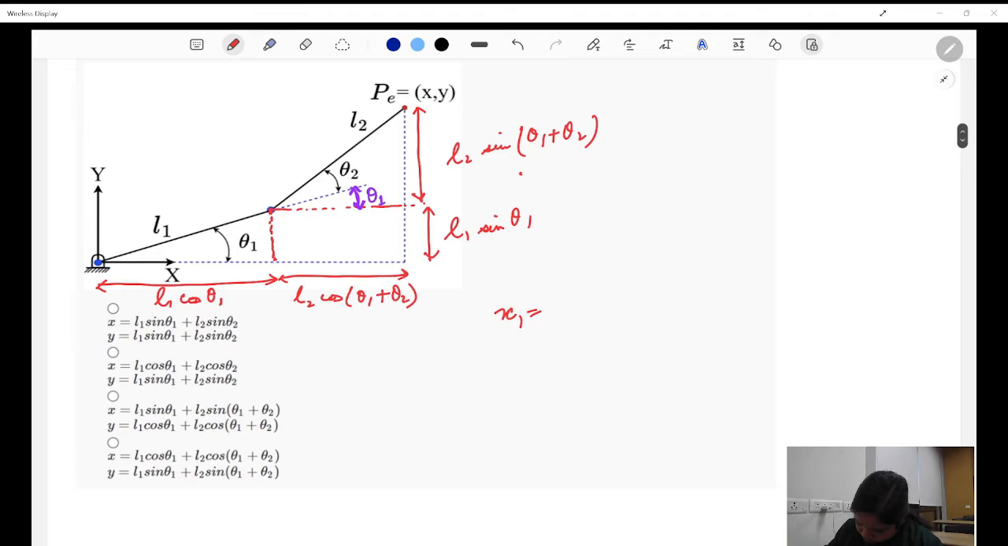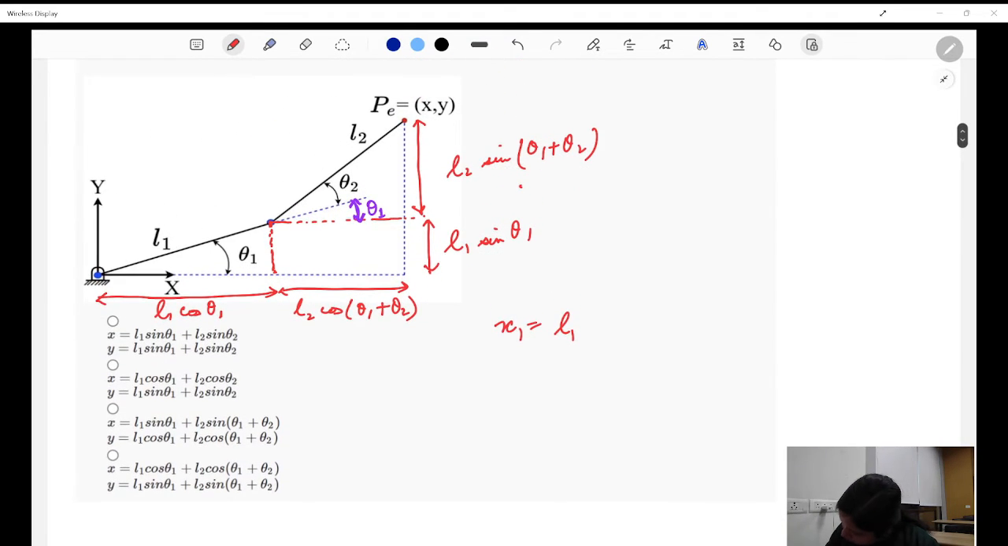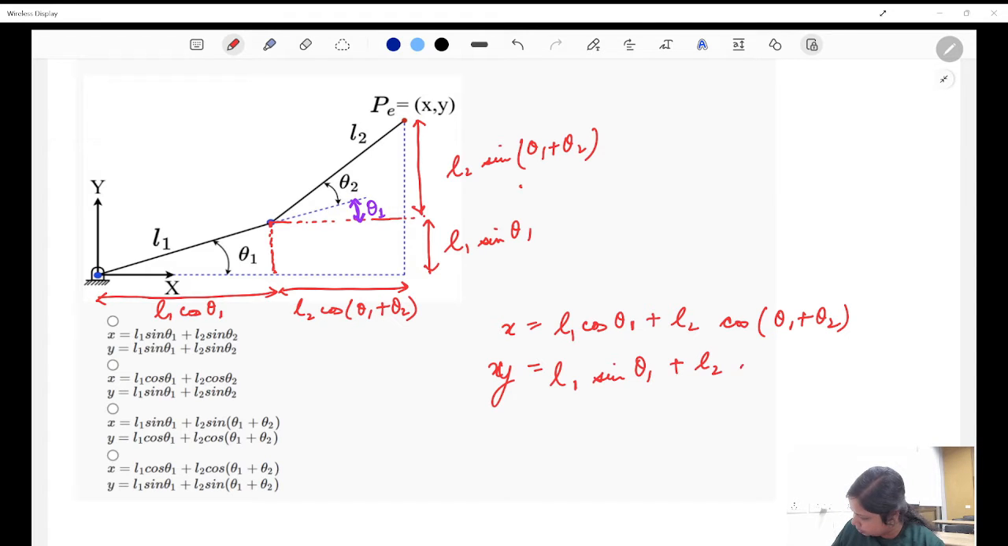So from here, you can write x is equal to L1 cos theta 1 plus L2 cos(theta 1 plus theta 2). And then you can write y is equal to L1 sine theta 1 plus L2 sine(theta 1 plus theta 2). Alright, so the correct option is D.